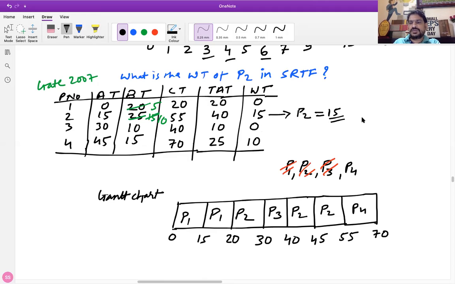If it asks you to calculate the average waiting time, you can calculate it. It will be 15 plus 10, which is 25, divided by 4. This is the average waiting time that you will find out. If in the examination it is asked to find the average turnaround time, you can calculate that also. It will be 20 plus 40 plus 10 plus 25, which is 95, divided by 4. This is how you can calculate whatever is given in your examination.